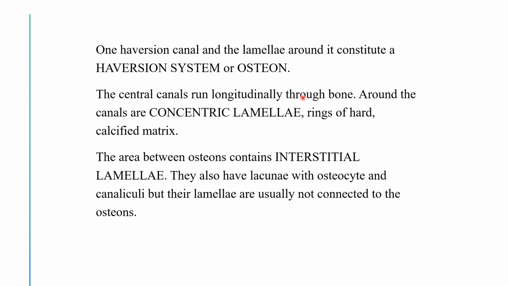So one Haversian canal and the lamellae around it constitute a Haversian system or osteon. The central canals run longitudinally through the bone. Around the canals are concentric lamellae. And the area between osteons contains interstitial lamellae. These have lacunae with osteocytes and canaliculi, but their lamellae are usually not connected to osteons.